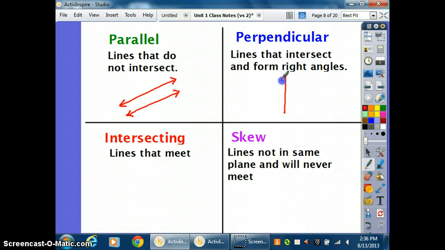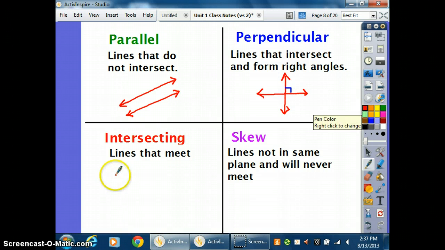Perpendicular. Okay, lines. I'm thinking the x and y axis in algebra. Okay, the coordinate plane. The x and y, they form a right angle when they meet. That little symbol means right angle. That little part of a rectangle looks like there. Okay, 90 degrees.